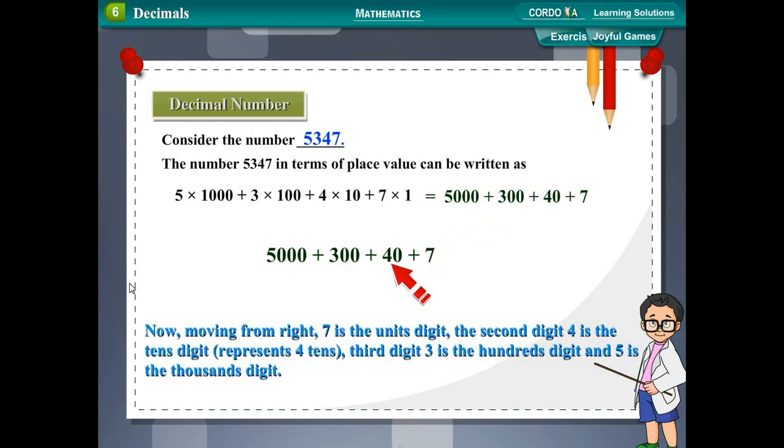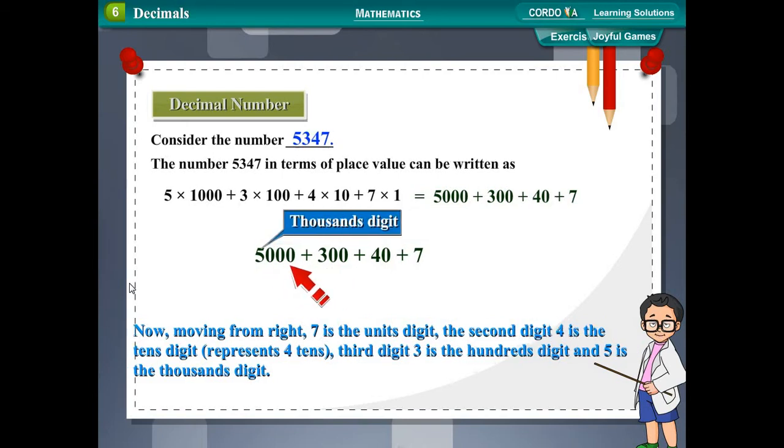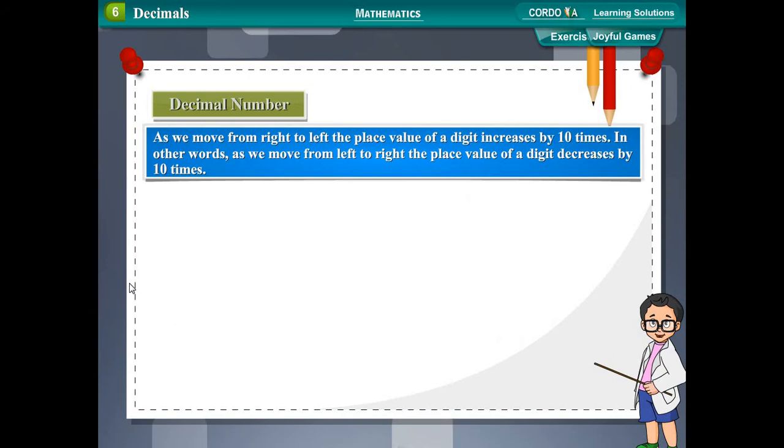Now, moving from right, 7 is the units digit. The second digit, 4, is the tens digit, represents 4 tens. Third digit, 3, is the hundreds digit, and 5 is the thousands digit. As we move from right to left, the place value of a digit increases by 10 times. In other words, as we move from left to right, the place value of a digit decreases by 10 times.